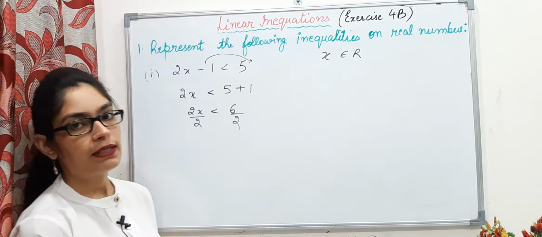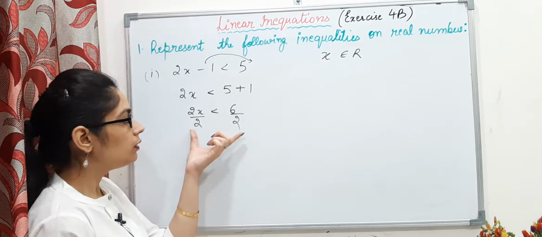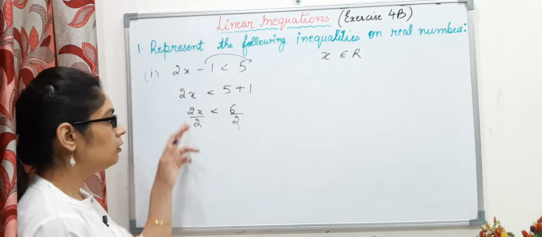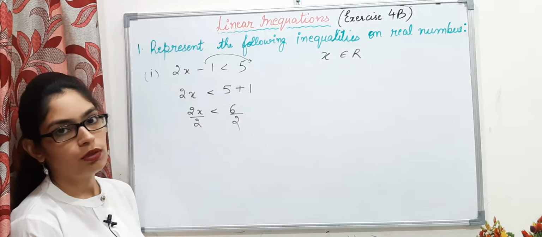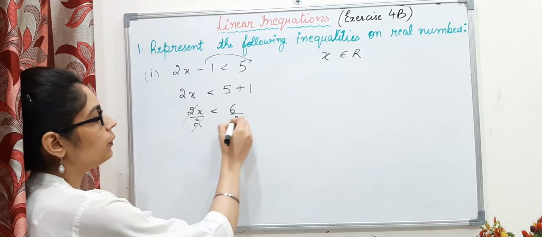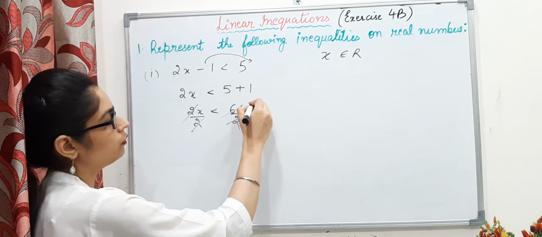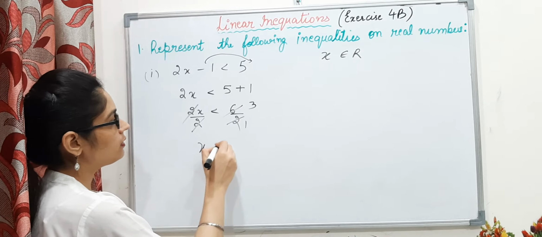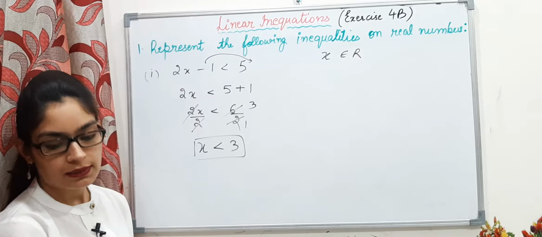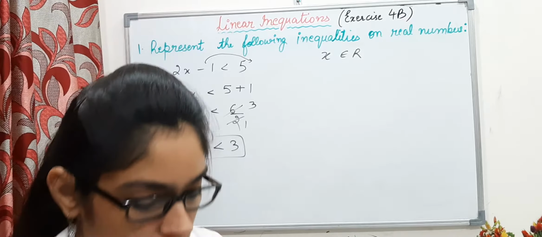Whenever you are making any change in an inequation, make sure that the change is on both the sides. So both the sides I have to divide, not one single side. Here 2 and 2 will get cancelled. Here 2 into 1 and 2 into 3. So I got the value of x less than 3. So this value I have to represent on the number line.